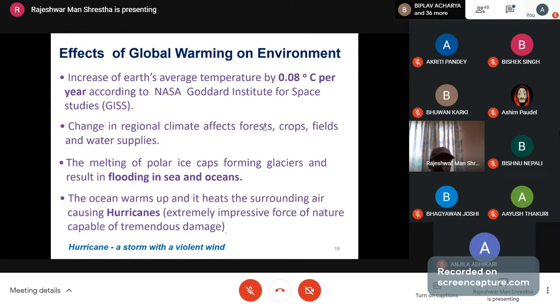And due to global warming, the ocean warms up. After warming the ocean, it heats the surrounding earth, causing hurricanes. Hurricanes mean an extremely impressive force of nature, and that will cause very large damage. Hurricanes mean a storm with violent wind, and that will cause unbearable damage.